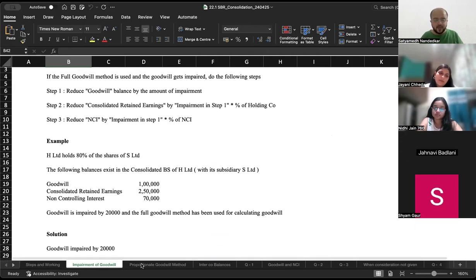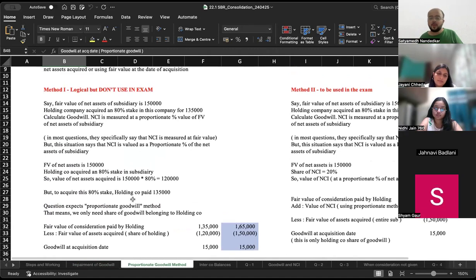Here, if you are using the proportionate goodwill method, in this case if there is impairment of goodwill, say for example impairment is 15,000. You subtract 15,000 from goodwill, and you subtract 15,000 from consolidated retained earnings. You will not subtract anything from the NCI because NCI has no share in the goodwill. This can come as an adjustment that goodwill has been impaired.